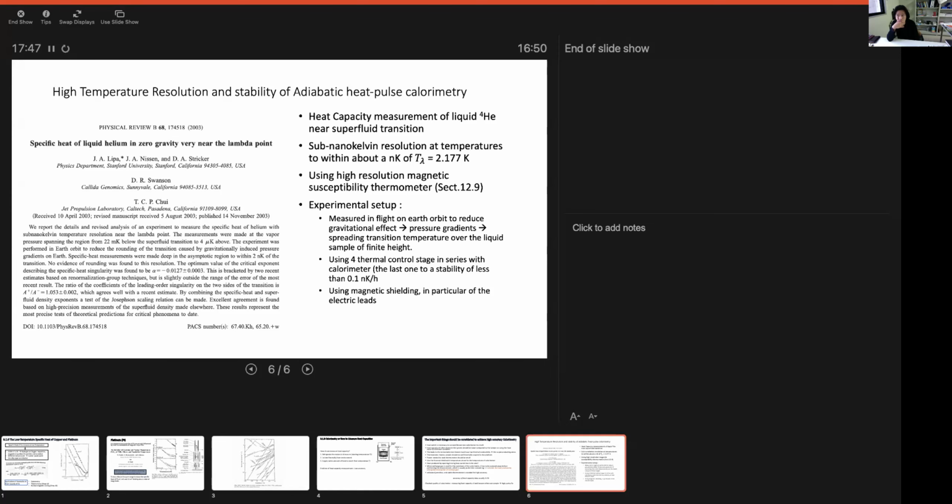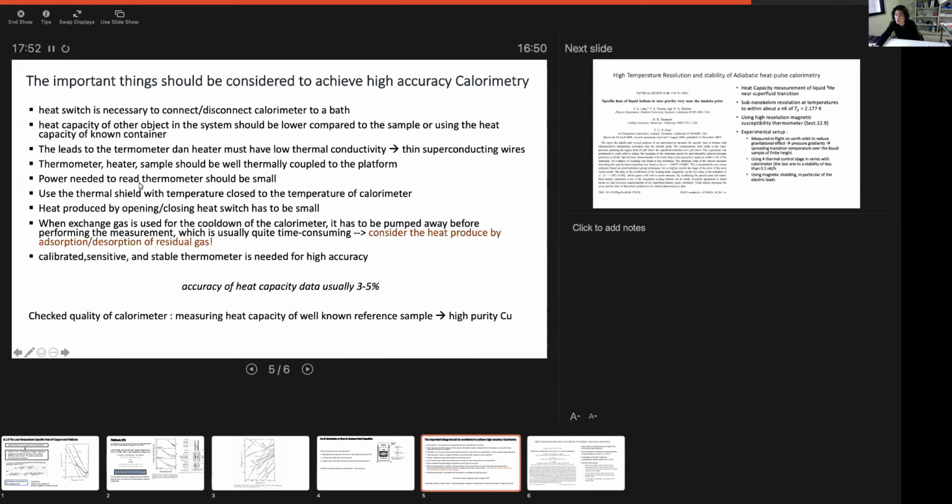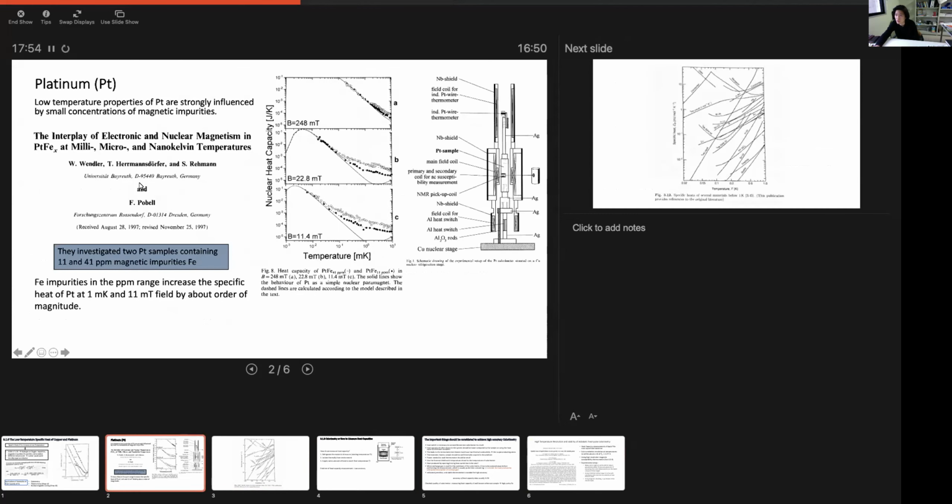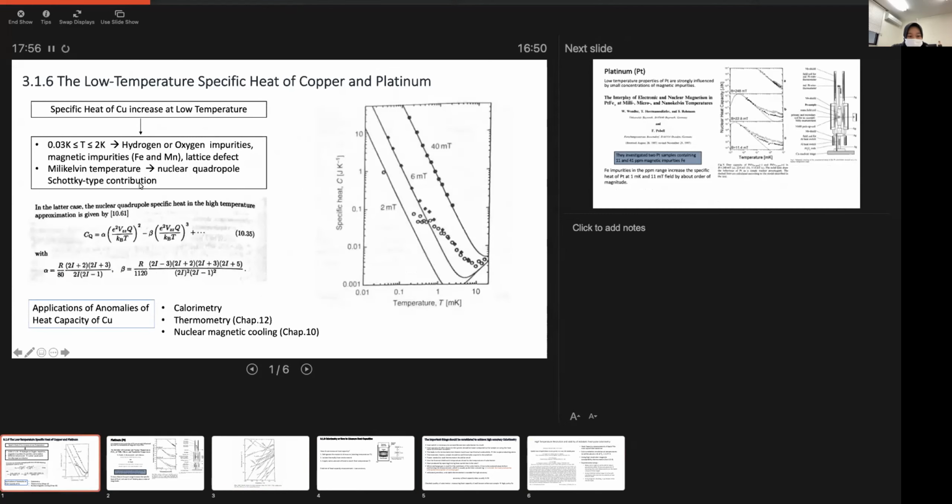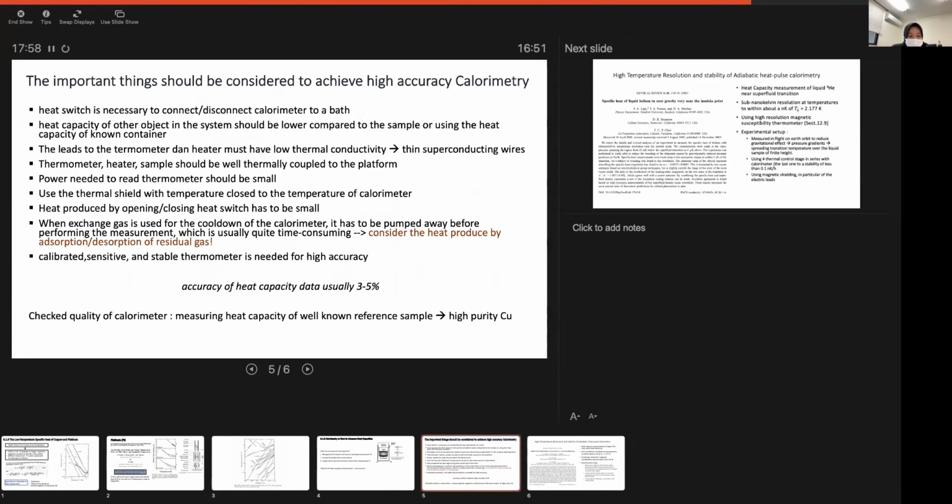Do you understand everything? Why do you use a superconducting wire? Yeah, please show me the slide. Maybe it's better to... Okay. Maybe the one before, maybe the fifth one.